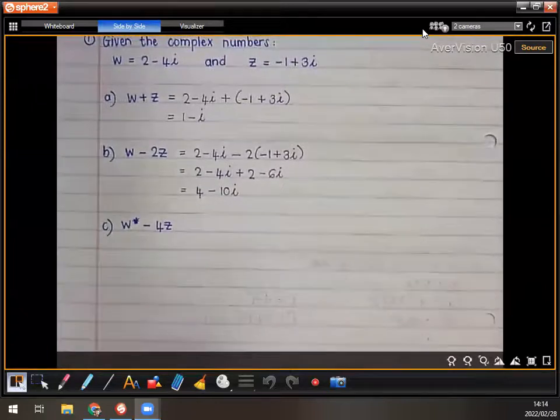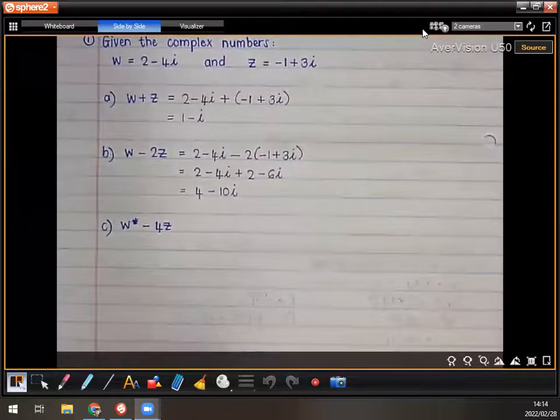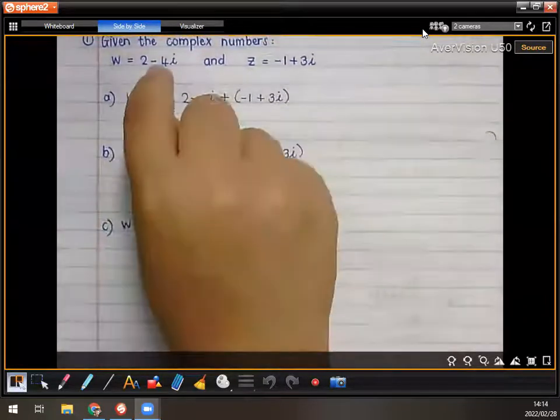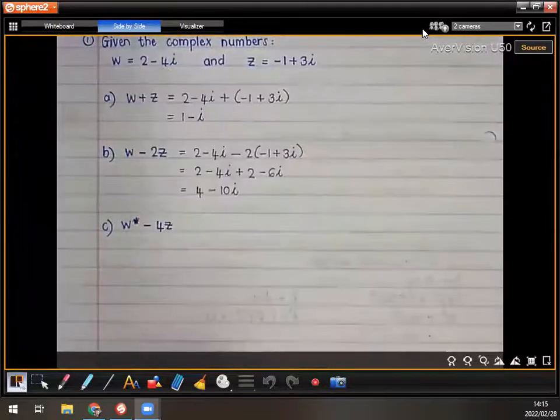W with an asterisk means the conjugate of W. So it's not negative, guys, it's just the same two terms. What sign is in between those two terms in W? A minus. So for the conjugate, you're going to change that to a plus. That's it.